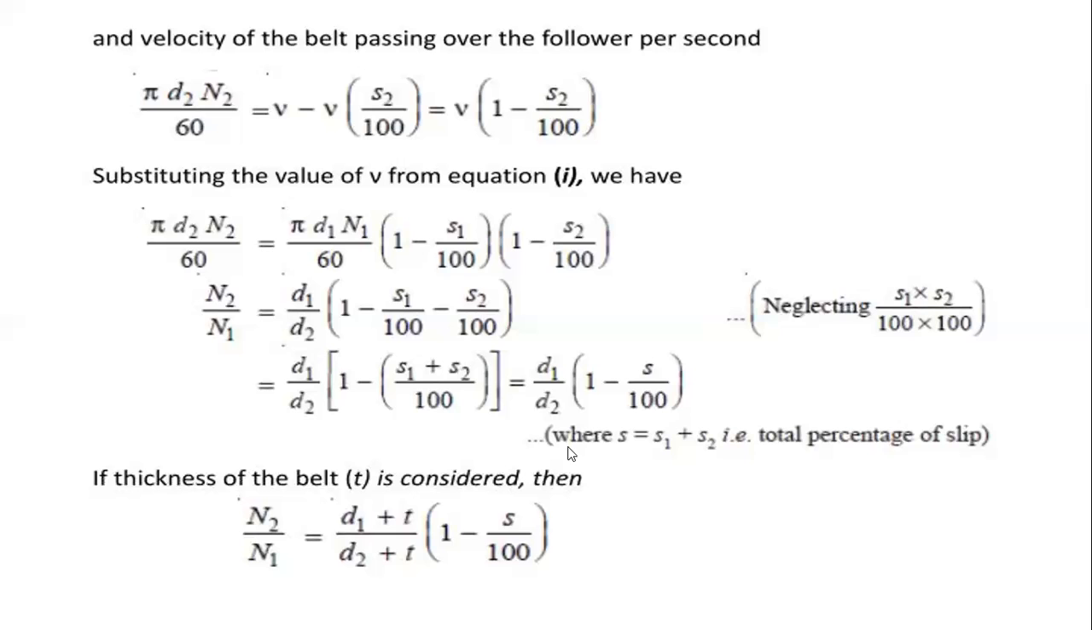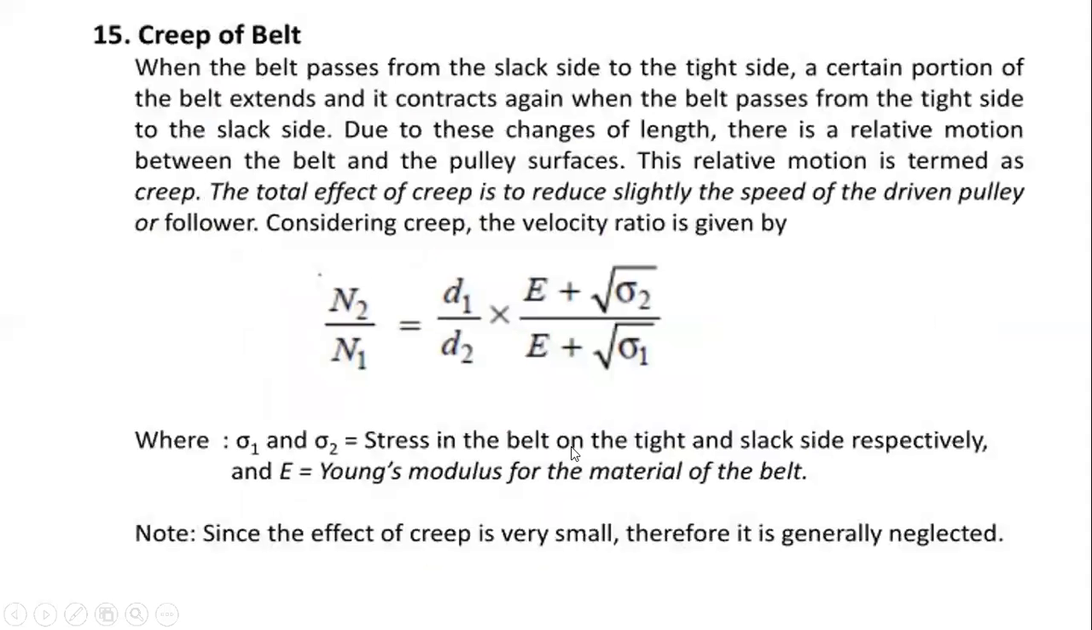Then we need to take the creep of the belt. The creep of the belt occurs as a relative motion between the belt and the pulley. This relative motion reduces the speed of the driver or driven pulley.